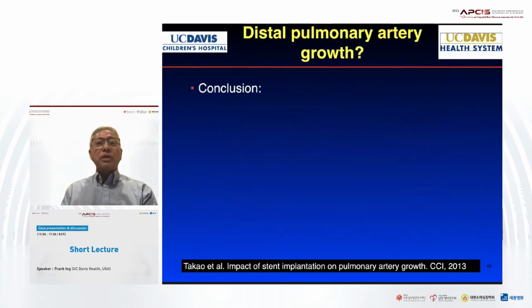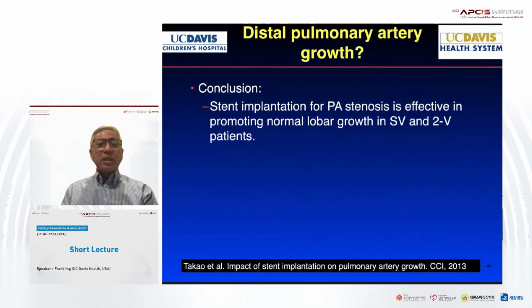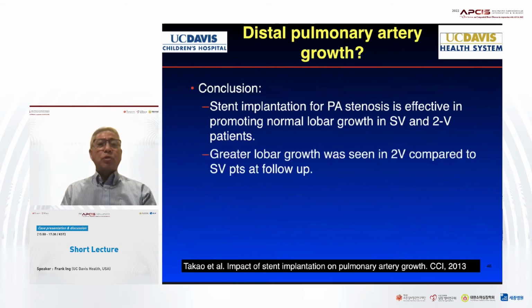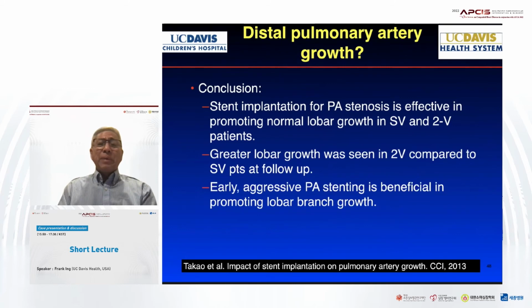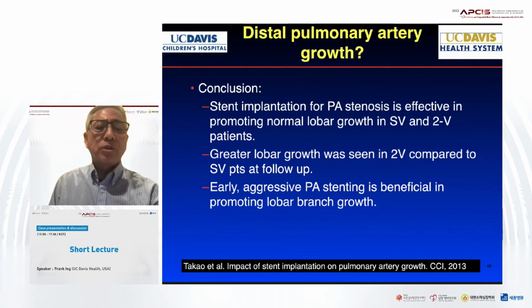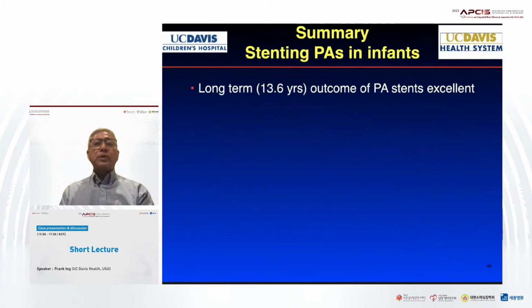So the conclusion is that stents can effectively relieve stenosis and promote lobar growth in both single and two ventricle patients. The greater growth can be seen in the two ventricle compared to the single ventricle. And maybe it's because there's a pumping chamber there. Early and aggressive stenting is beneficial to promote growth in branch pulmonary artery stenosis.